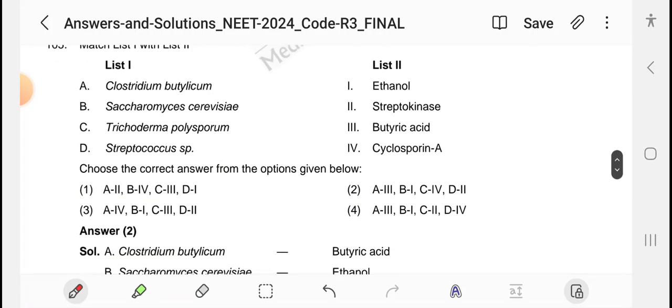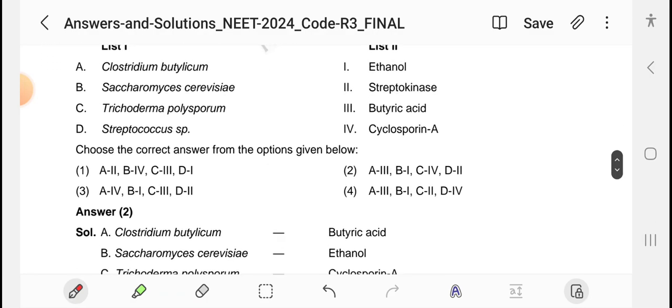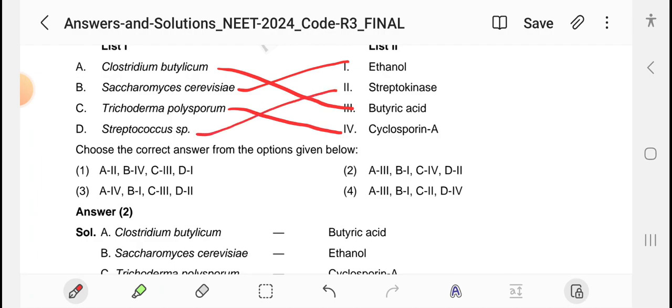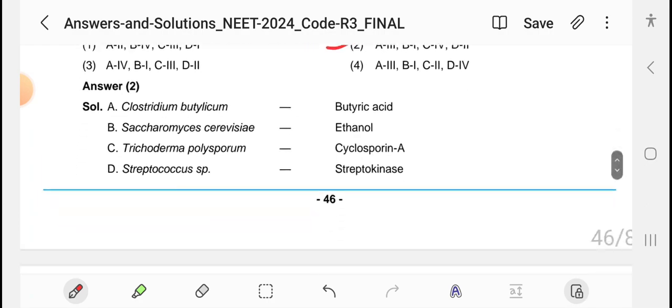So your next question, match list 1 with list 2. So Clostridium would be butyric acid, Saccharomyces would be ethanol, and Trichoderma cyclosporin and Streptococcus would be streptokinase. So your correct option is option number 2.